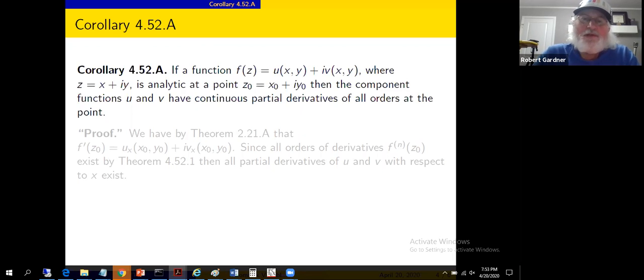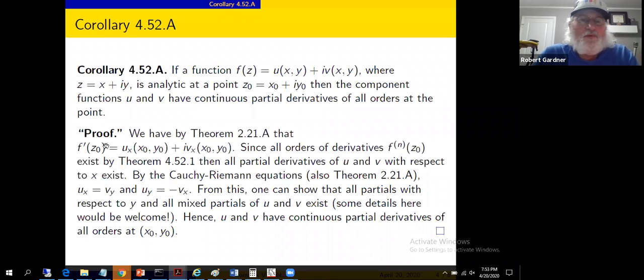The next result, we've got a quote unquote proof here. This is a bit informal. Let's mostly gloss over this. It says if f of z can be written in real and imaginary parts, where this function f is analytic at a particular point, then those real and imaginary parts, the u's and v's, have continuous partial derivatives of all orders at the point. Well, a function has derivatives of all orders. We just saw that. And we can express derivatives in terms of partial derivatives.